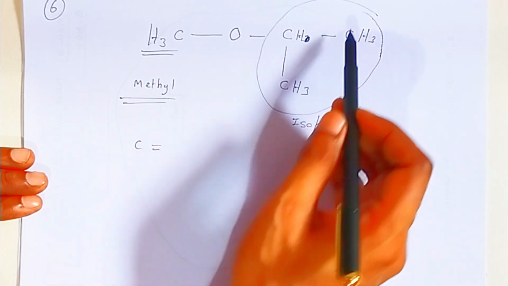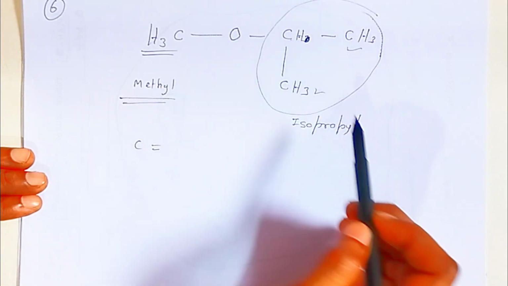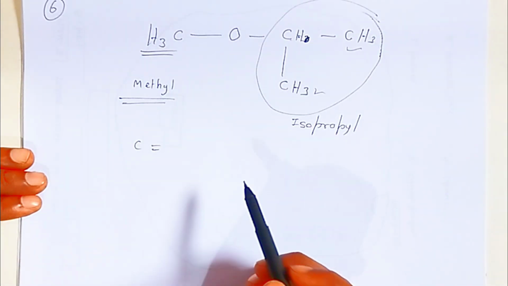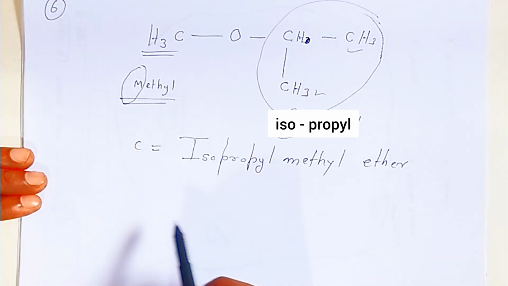Why is it iso, students? When you start here, you have the same group, iso, symmetrical, to which oxygen is attached. So we call this alkyl isopropyl alkyl, and the other is methyl alkyl. Okay students. So the name of this molecule will be isopropyl methyl ether.